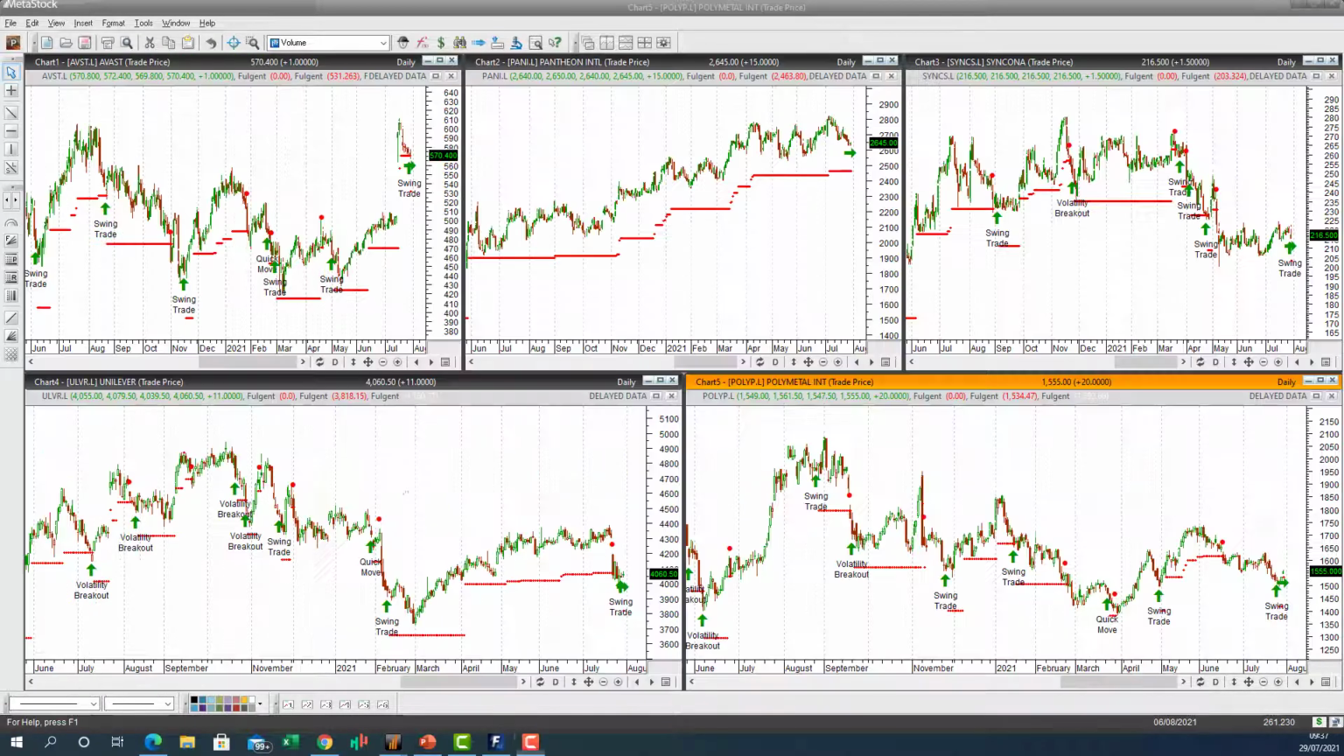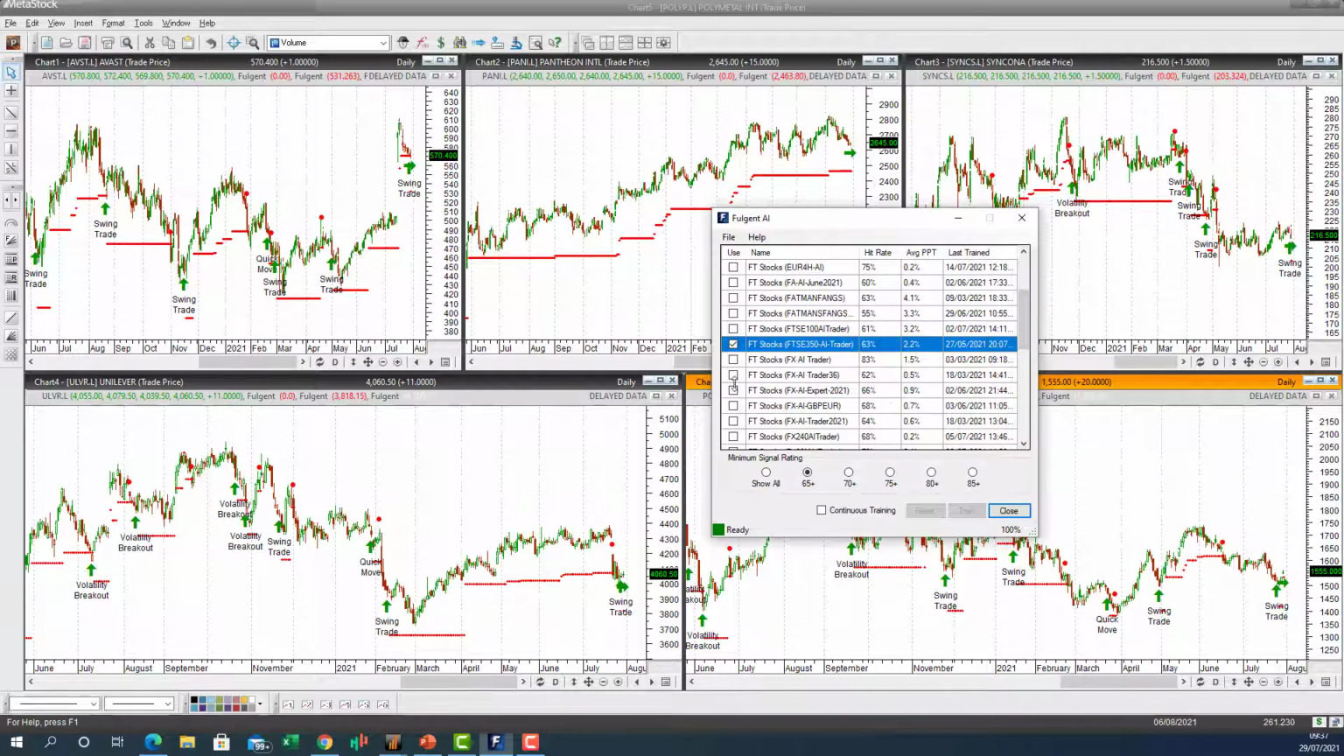Now, just to provide a bit of context, we're looking for trading strategies that are at least 60% plus accurate in terms of probability of success. I trained the AI a couple of months ago, specifically looking at the FTSE350. The average hit rate is 63%, and the average profit per trade is 2.2% for all those strategies.